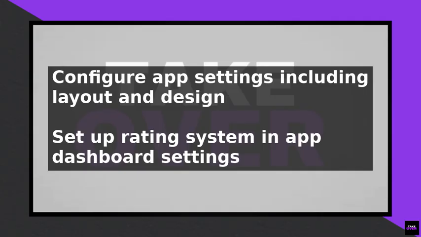Next, you need to add the review widget to your product pages. This is usually done by copying and pasting a code snippet into your theme files. The app will provide you with instructions on how to do this.